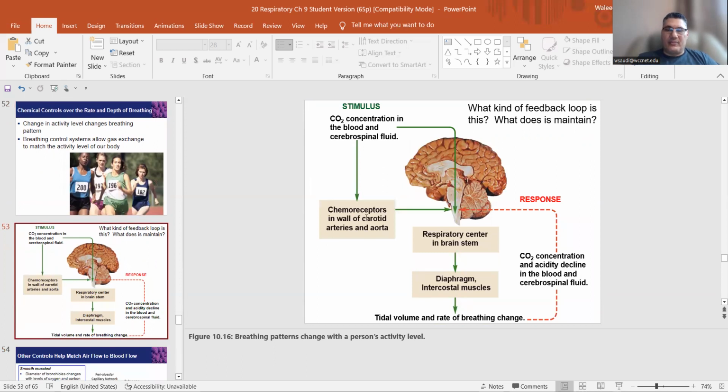So here it is. If you work more, you produce more carbon dioxide. So carbon dioxide goes up. You're using more oxygen. Oxygen goes down. When carbon dioxide moves up, acidity increase, which is pH decrease. Chemoreceptors will detect it, send the signal to the brain stem specifically, respiratory center in the medulla, and this will send the signal to the muscles, diaphragm and intercostal muscles, to work more.